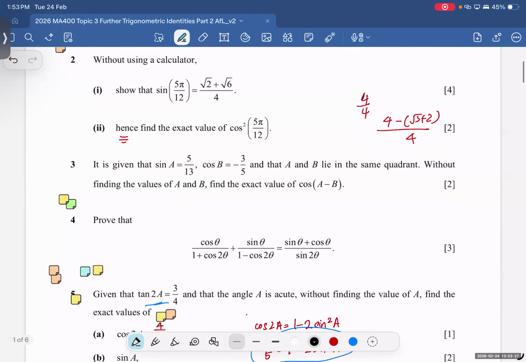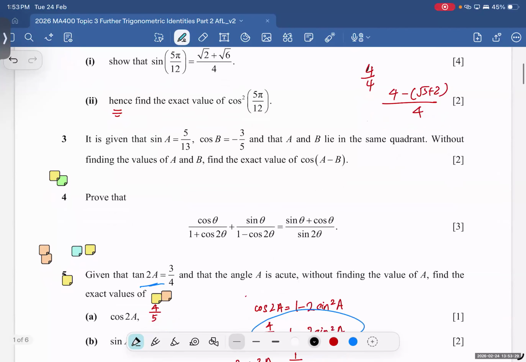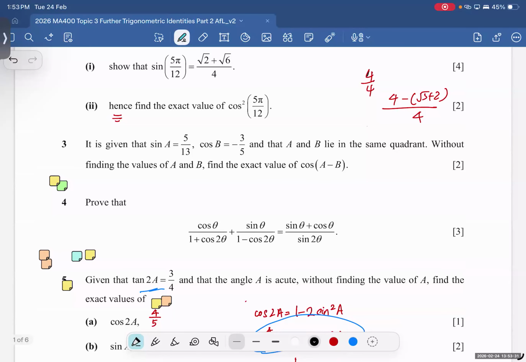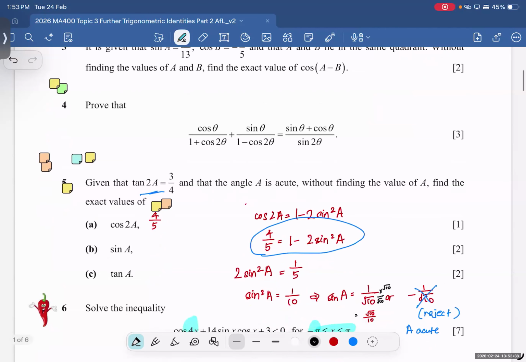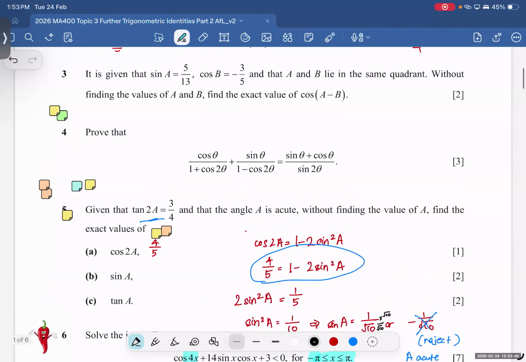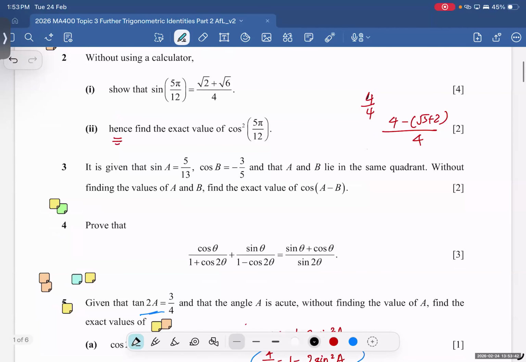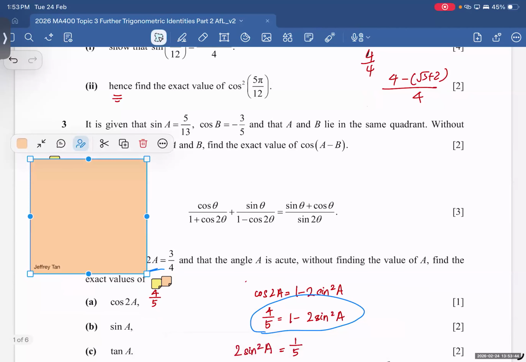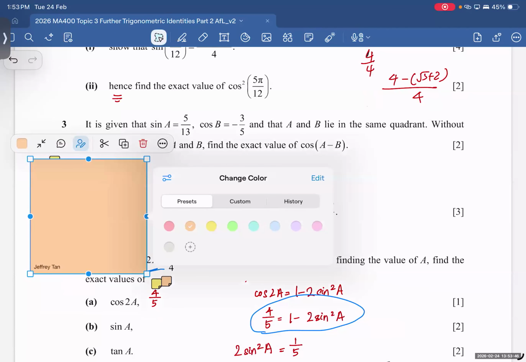I believe question 2 has no issue. Question 3, any issue? Question 3 I think no issue, right? Question 4 okay? Question 4 okay. Question 3, no issue. Okay, question 3. Oh yes, question 3 actually some people will have issue.